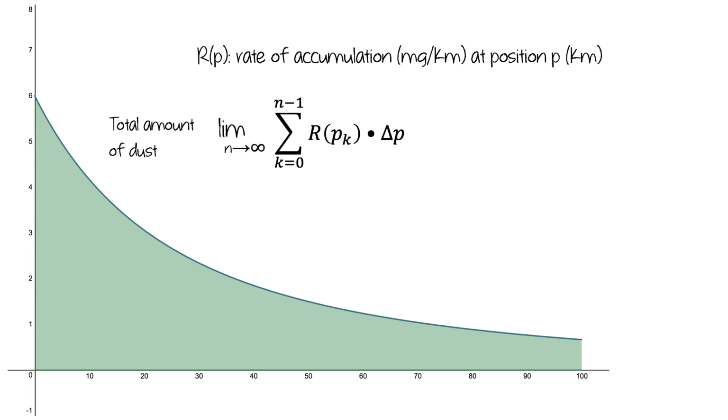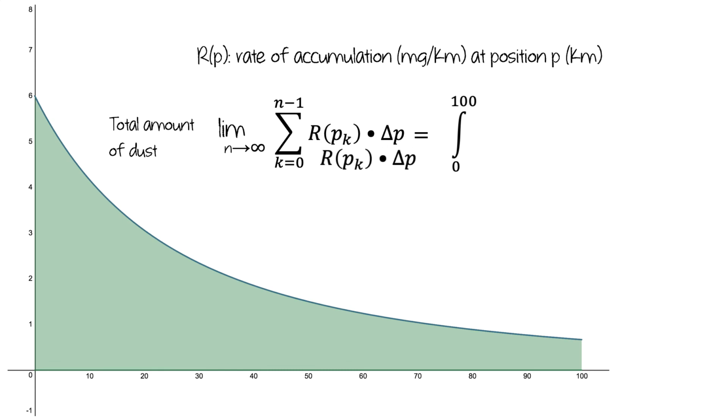There is another way to write this limit. We're letting the number of intervals in the Riemann sum go to infinity, and to show this, we turn the summation symbol into an elongated S. We write a 0 below and 100 above to show that we're adding up amounts of dust from 0 to 100 kilometers along the path.